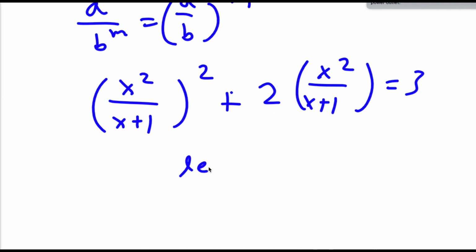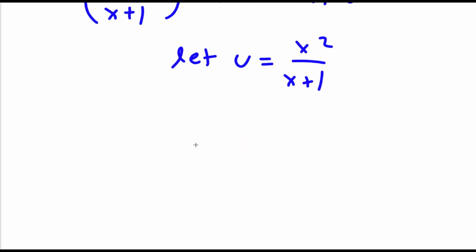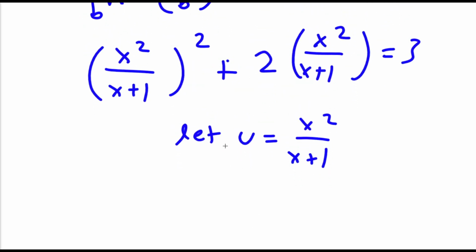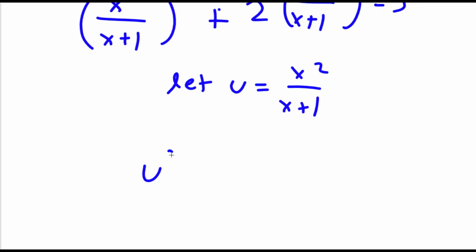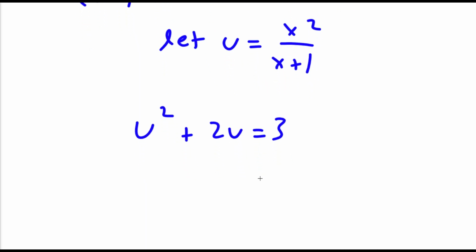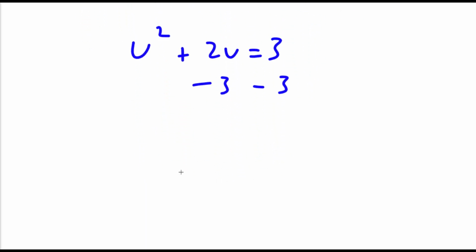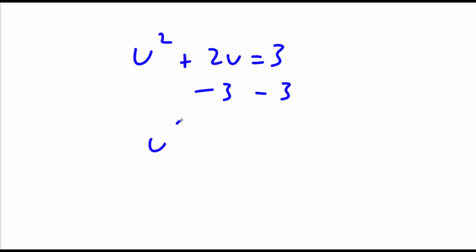Now I'm going to let u equal x squared over x plus 1. So now if I replace x squared over x plus 1 with u, I get u squared plus 2u is equal to 3. Now I can subtract 3 on both sides. So now I get u squared plus 2u minus 3 is equal to 0.